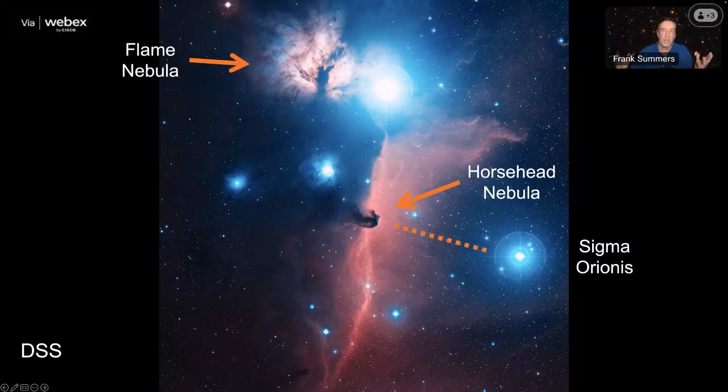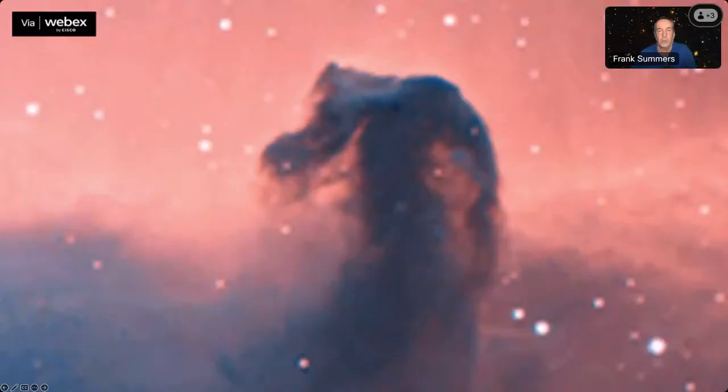And what's going on here is the energy, the ultraviolet radiation and the winds from Sigma Orionis are streaming across interstellar space and heating up and creating that red glow along this ionization front, okay? But if we spin the Horsehead Nebula upright, so it looks like the horse's head, this is what it looks like in that same image from the Digital Sky Survey.